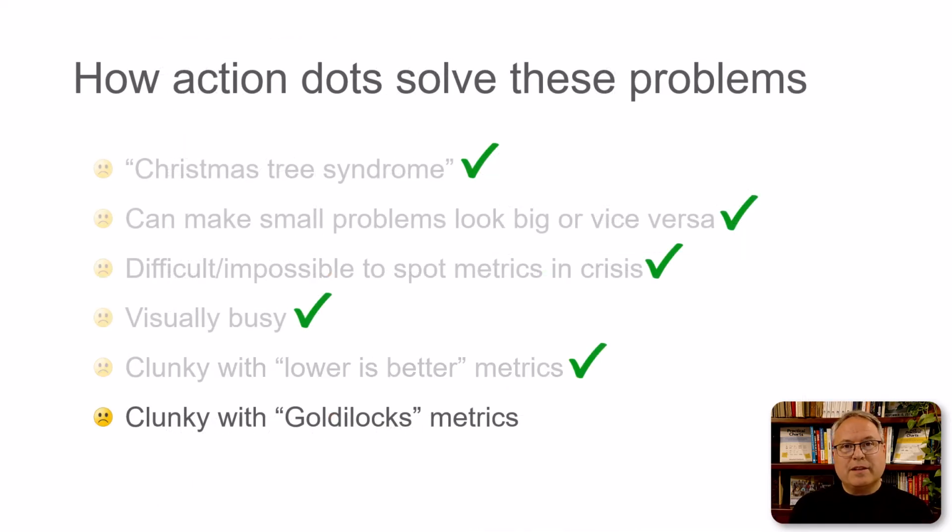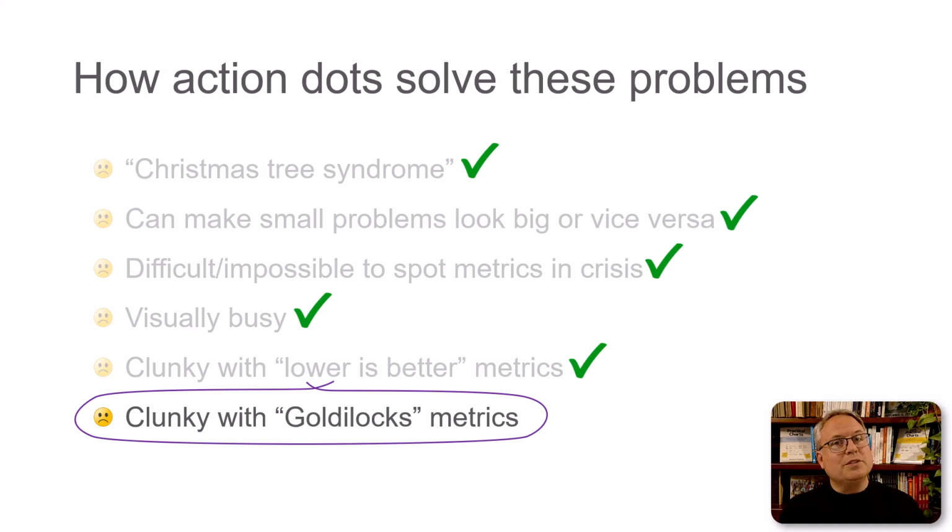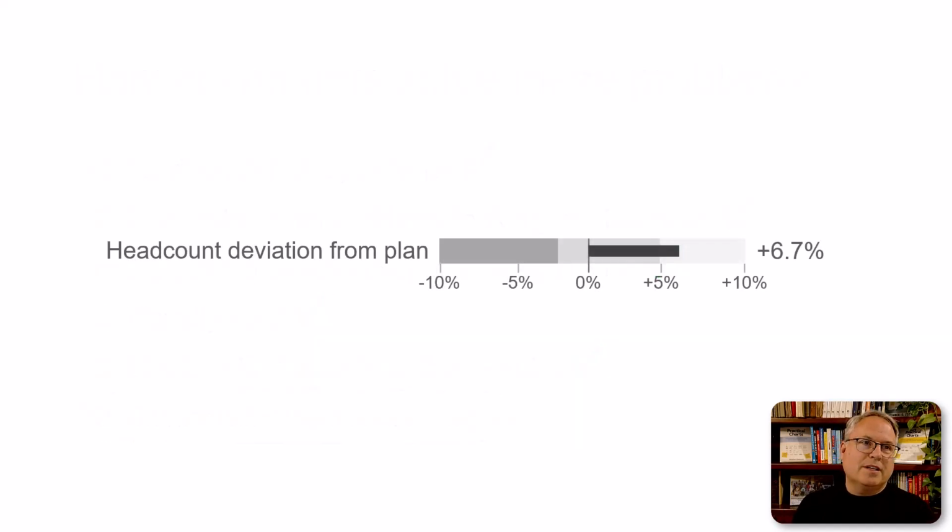And conventional methods are also kind of clunky with what I call Goldilocks metrics. And so this would be a metric like perhaps headcount deviation from plan. And so for this metric, we basically want this number to be as close to 0 as possible, or 0%, because we don't want to hire too many people, and we also don't want to hire too few people. But if we use the kind of traditional design of a bullet graph, which is what we're looking at in this particular case, it doesn't really make any sense, right?